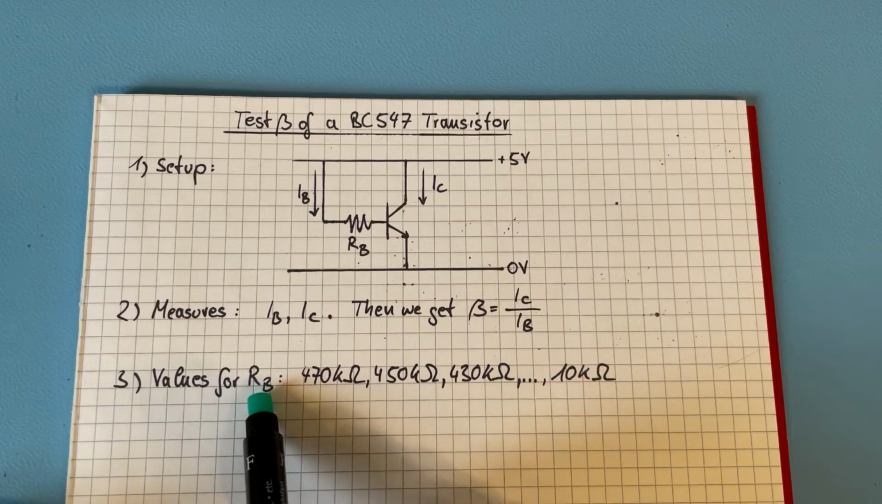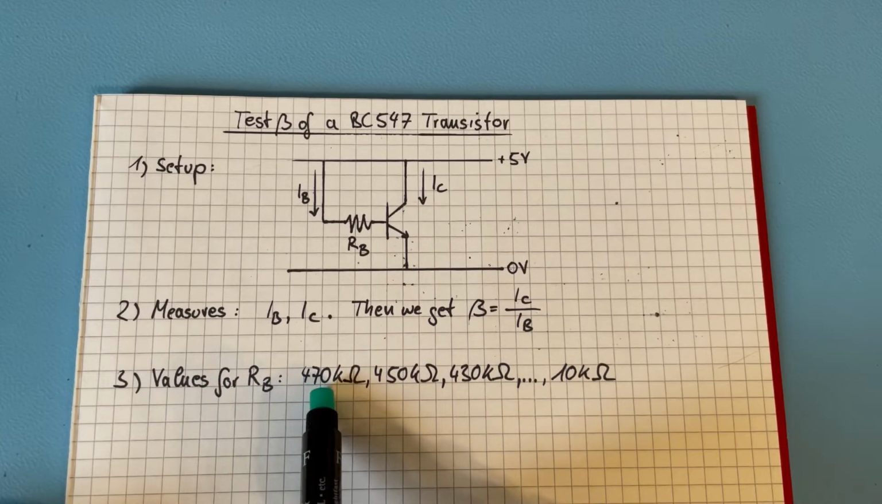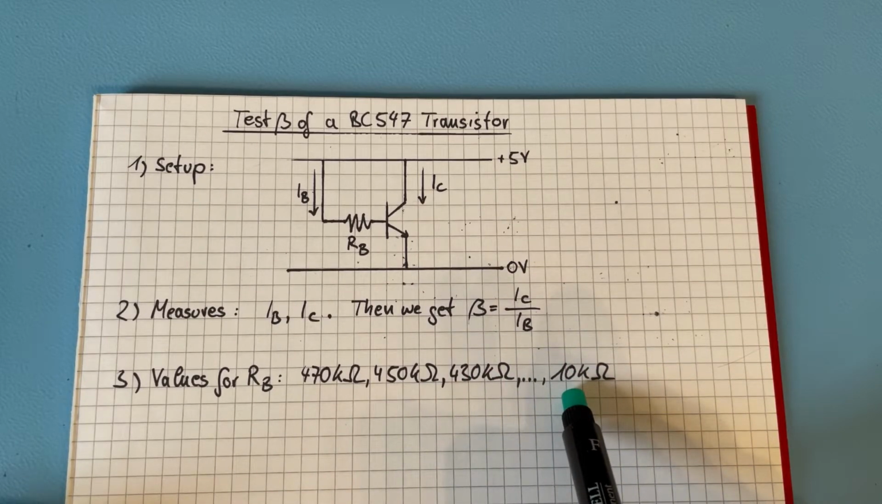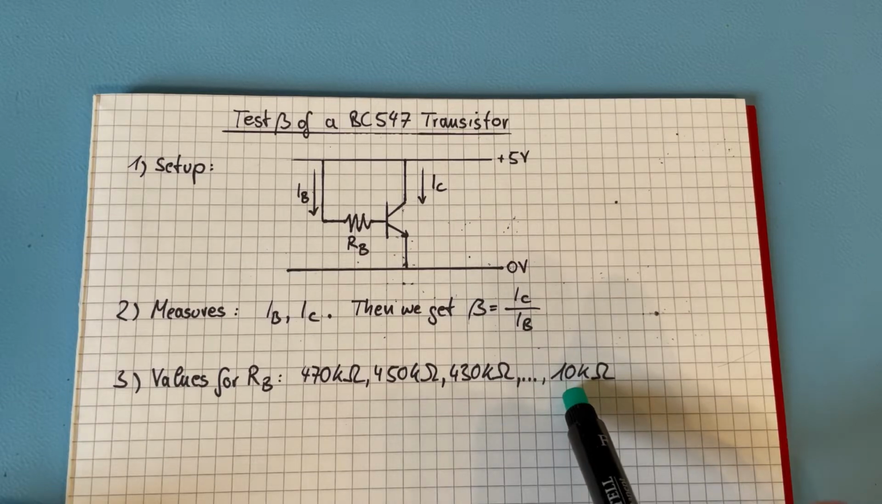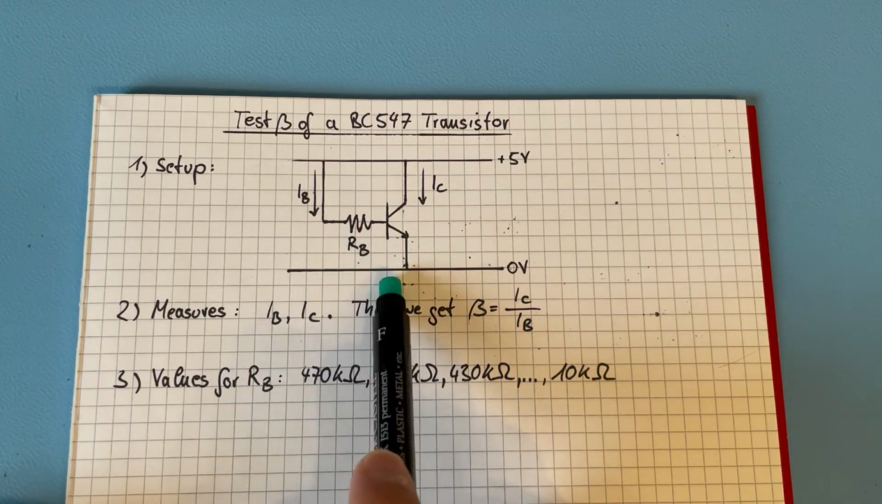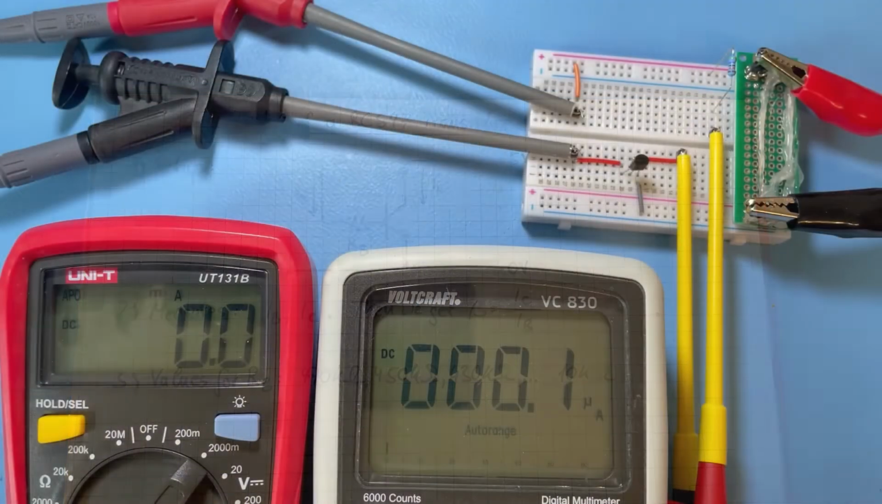And the values we choose for our base is we go from the high value 470 kilo ohms, which will lead us to around 9 microamperes as a base current, all the way down to 10 kilo ohm, which will perhaps lead us to around 8 milliamperes at the base current. And then we'll draw all the values down, and we see how the beta varies for these transistors with varying base currents. So let's do it.